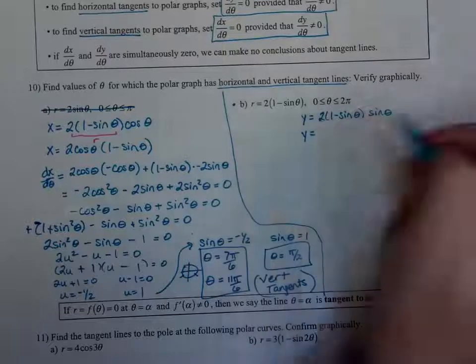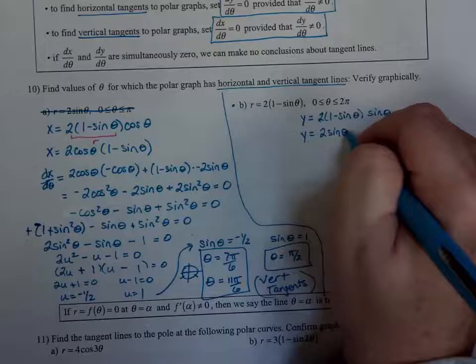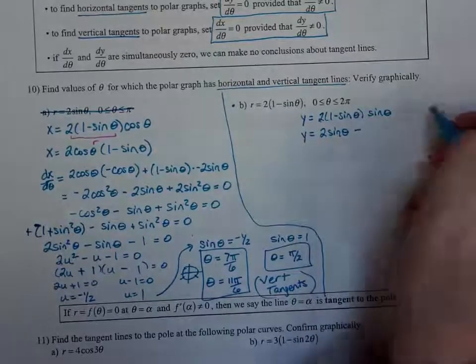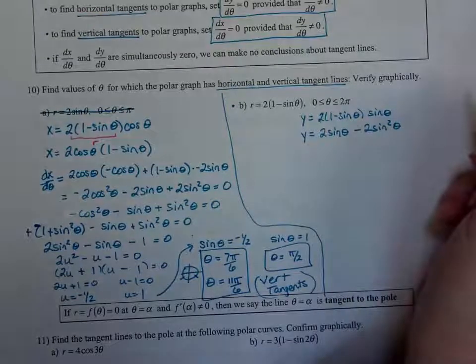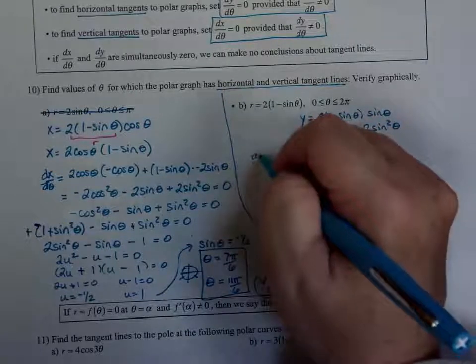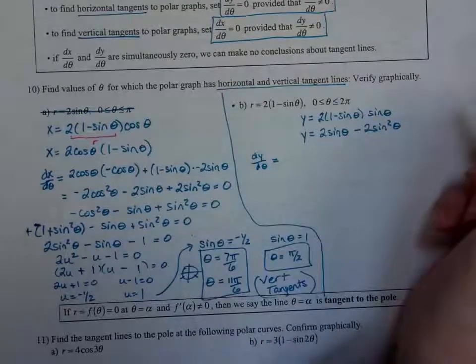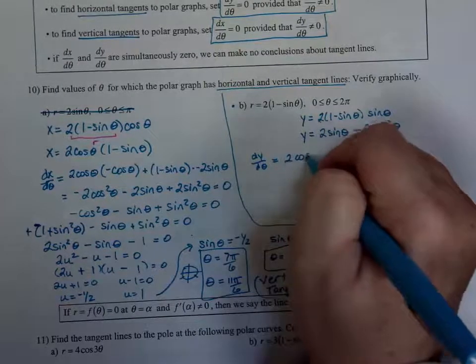So what's the first term going to be? 2 sine theta minus 2 sine squared of theta. Very good. Okay, now it's time to do the dy d theta to this one. What is the derivative of 2 sine theta? 2 cosine theta. That takes care of the first term.